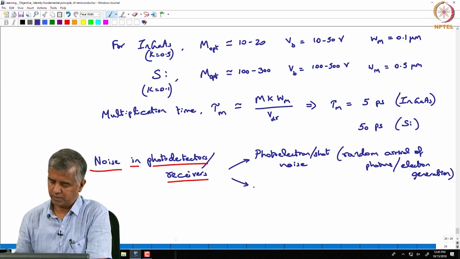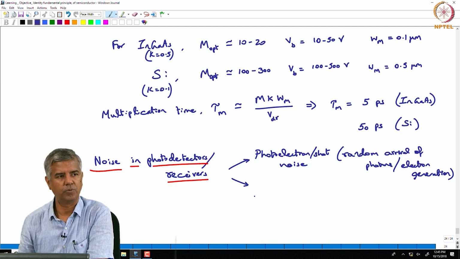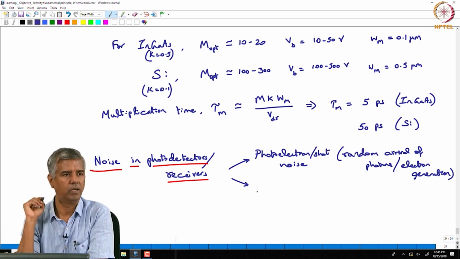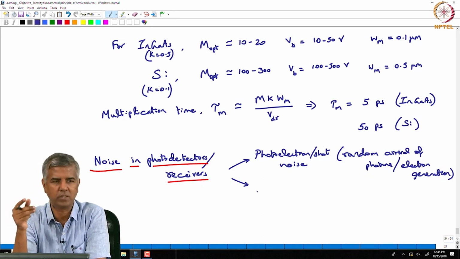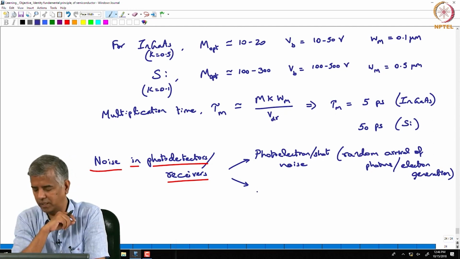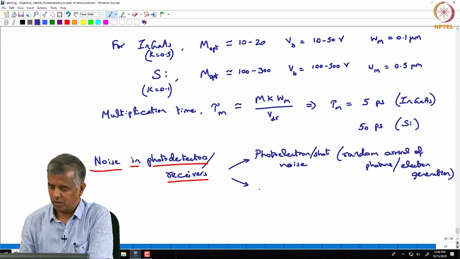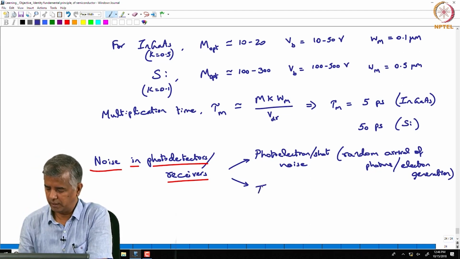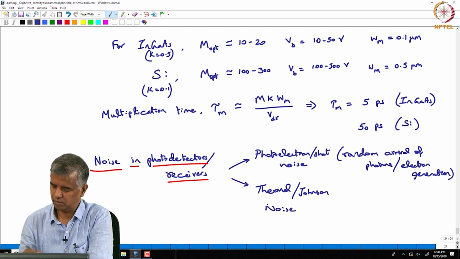The other type of noise does not really have anything to do with the photodiode itself, but nevertheless when you are trying to extract a current from the photodiode, you have to flow it through an external circuit and convert that current to a voltage, because voltage is what we typically recognize with all our electronics. So, in that process you have something called thermal noise, or it is also called Johnson noise.